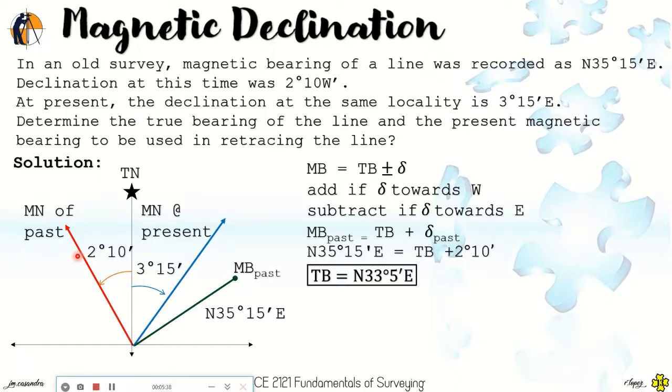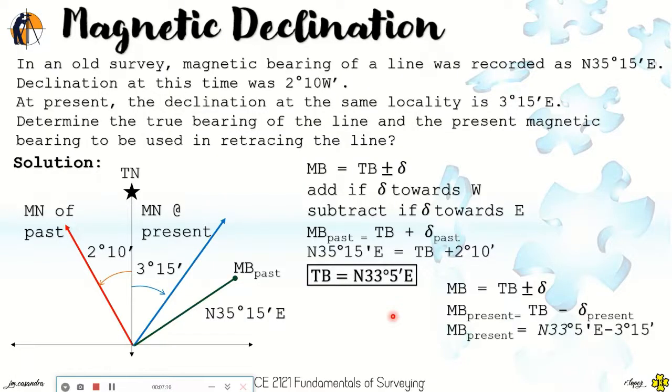We will use the same equation for the magnetic bearing of present, so plus or minus the declination. For this, we are going to subtract now our declination as it is moving to the east. Magnetic bearing of present is equal to the computed true bearing minus 3 degrees 15 minutes, or the magnetic bearing at present is equal to north 29 degrees 50 minutes east.